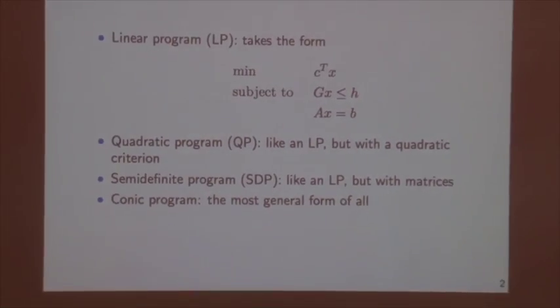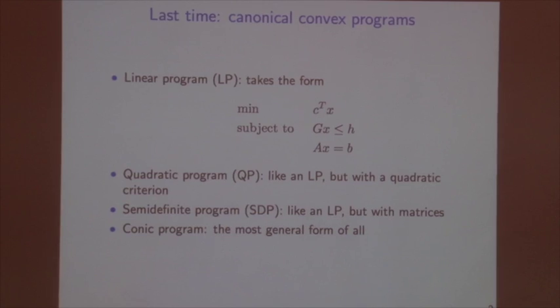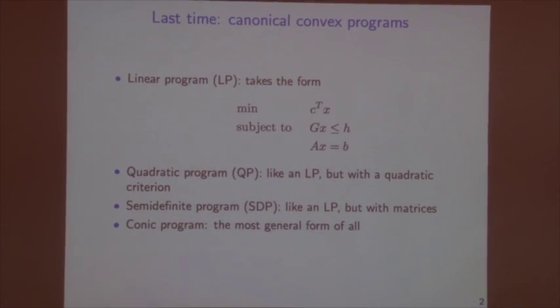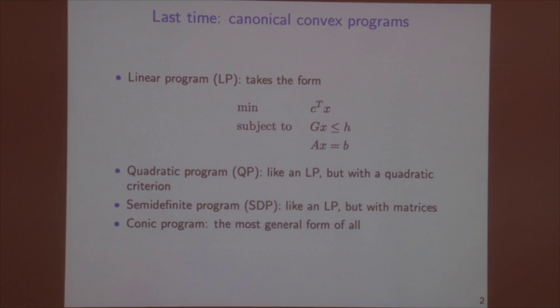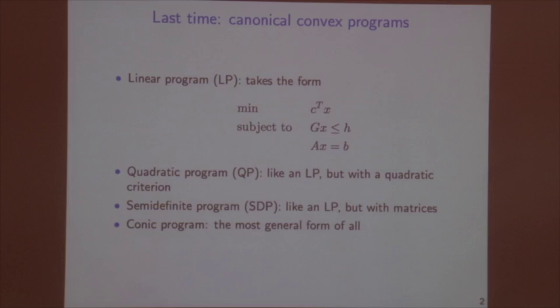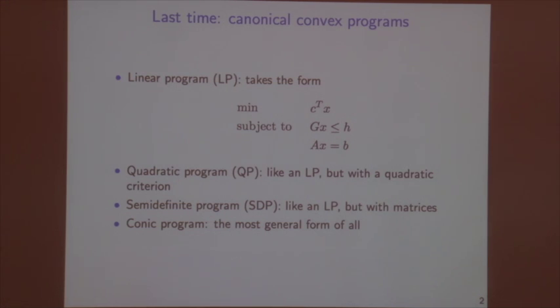Just before starting with that, let me remind you quickly of what we saw last time. Last time we had a look at the canonical form for some convex programs. In particular, we looked at linear programs. As you might know by now, these are programs where your objective function is a linear function. So it takes the form c transpose x for some vector c, and you're minimizing over x. Your set of constraints is a set of linear inequalities or equations, of the type some matrix G times x less than or equal to h, and possibly a set of equality constraints of the type matrix A times x equals b.